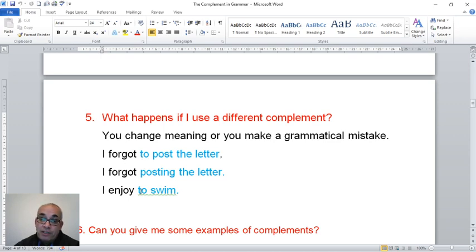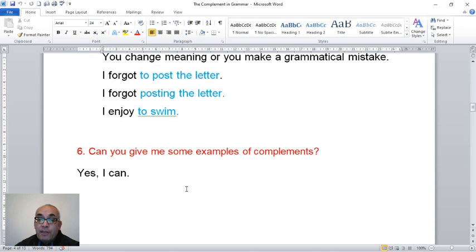So if you change the complement, you change the meaning. But sometimes when you change the complement, you make a grammatical mistake. Here, I enjoy to swim. Of course, this is wrong. You have to say I enjoy swimming, because after enjoy, you have to use the gerund. I enjoy swimming, I enjoy playing table tennis, I enjoy going out on holiday. You have to use a gerund with the ing form.